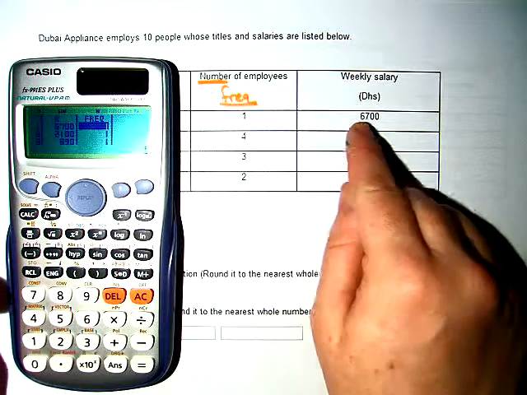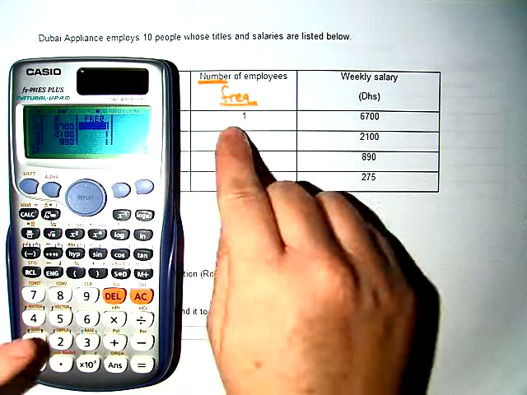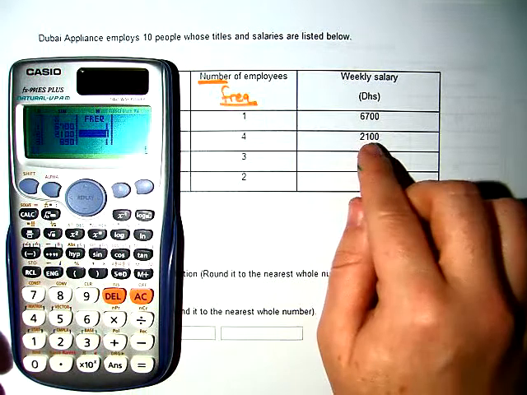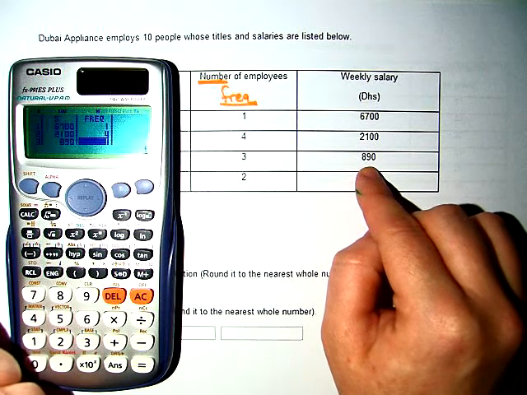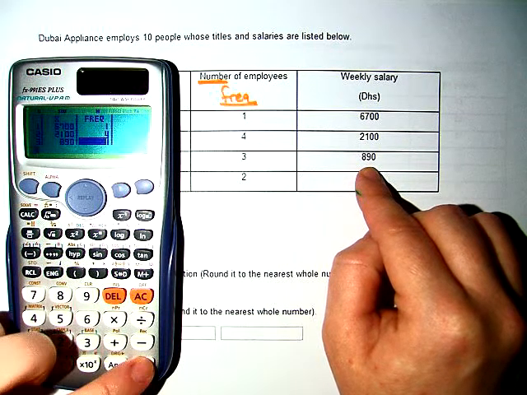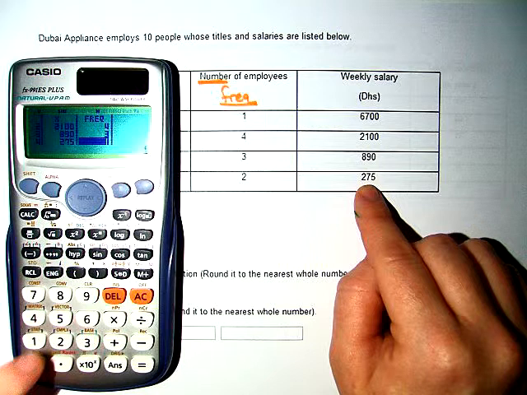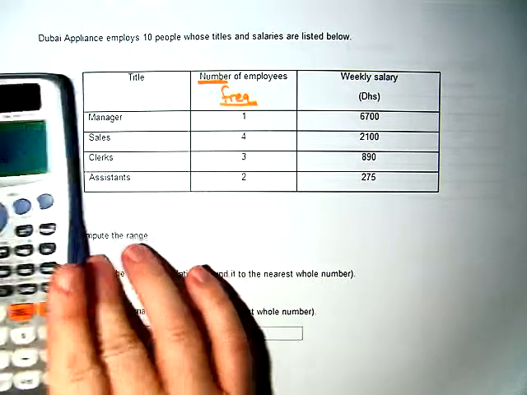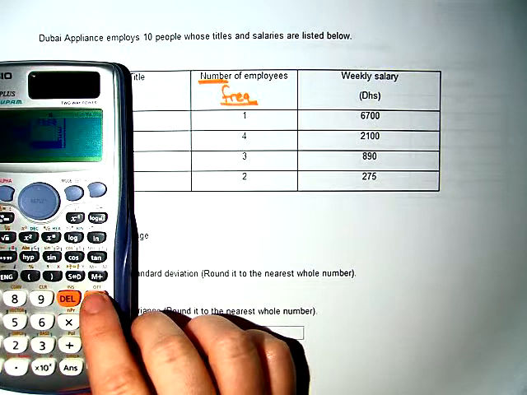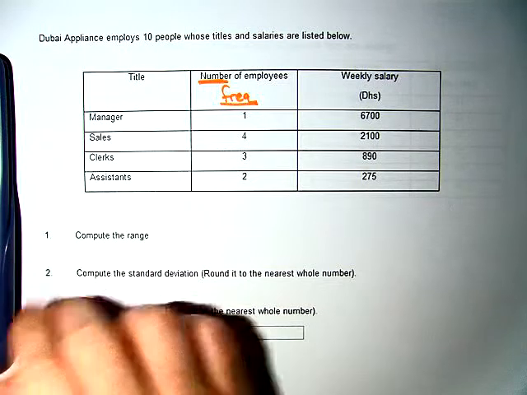Now we go up, and 6700, there's 1 frequency of that. 2100, there are 4 frequencies. 890, there are 3. And 275, there's 2. So now we have our data and we have our frequency. We're going to hit the AC button and go back to the main screen.